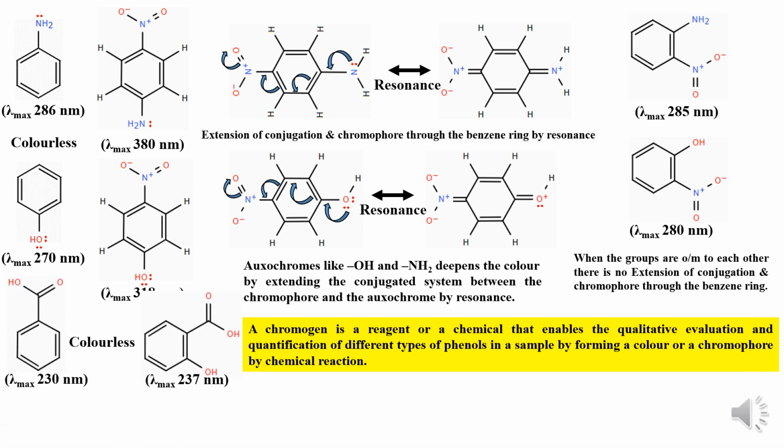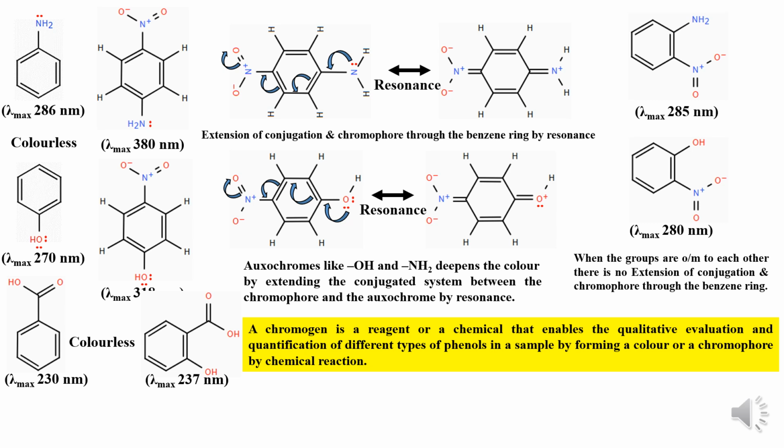Now both benzoic acid and salicylic acid are colorless, with lambda max of 230 nanometers and 237 nanometers. In case of benzoic acid, the carboxyl group is covalently bonded to the benzene ring, and in case of salicylic acid, the carboxyl group as well as the hydroxyl group are ortho to each other. I just mentioned that when the groups are para to each other, there will be extension of conjugation, and when the groups are ortho to each other, there will be no extension of conjugation and no change in lambda max. That is exactly what has happened in this case.